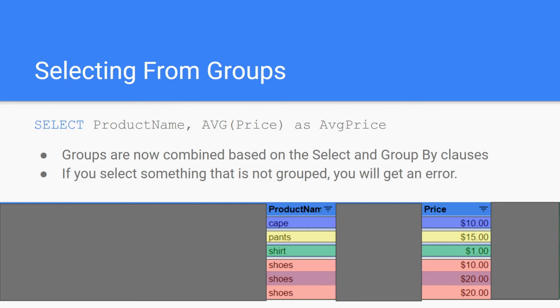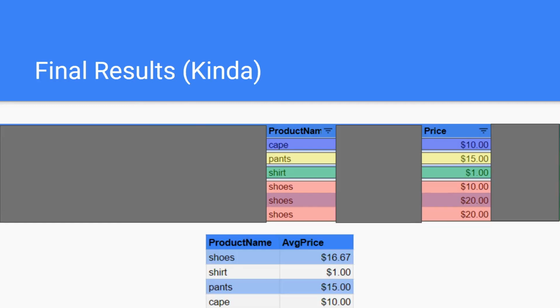So you can see other than price, everything in the red group, the product name is shoes. And then it just runs through and runs the function. So you can see the shoes group has an average price of $16.67, the shirt group of $1, and so on.